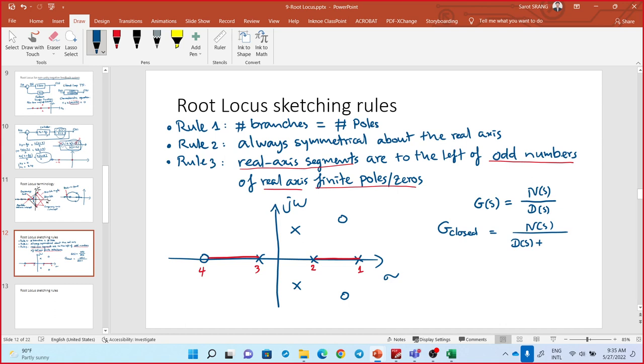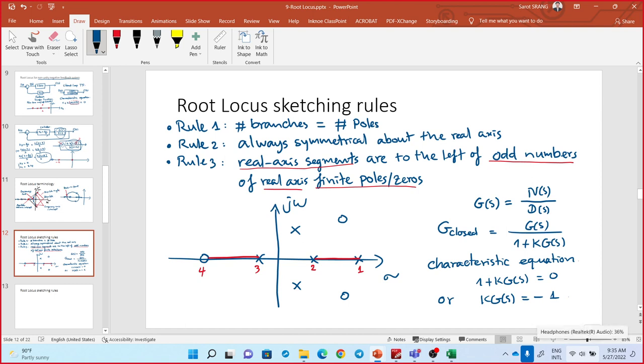We don't need to use this one. Okay, just use this one: G(s) over 1 plus K G(s). Then the characteristic equation: 1 plus K G(s) equal to 0, or K G(s) equal to minus 1.